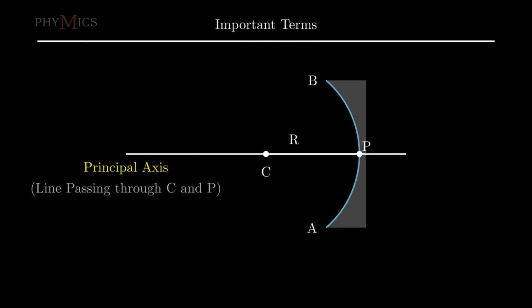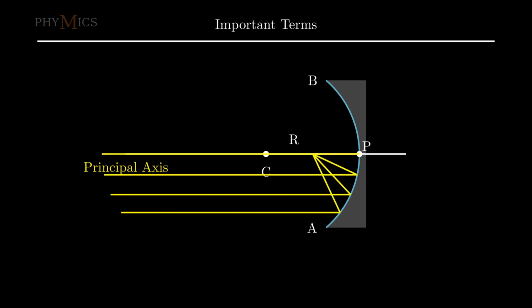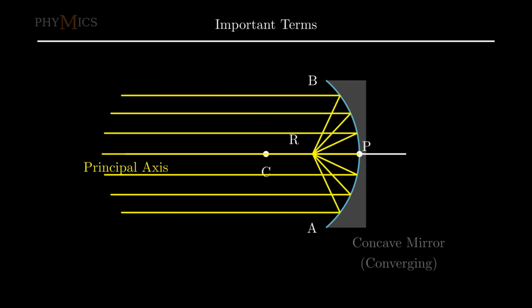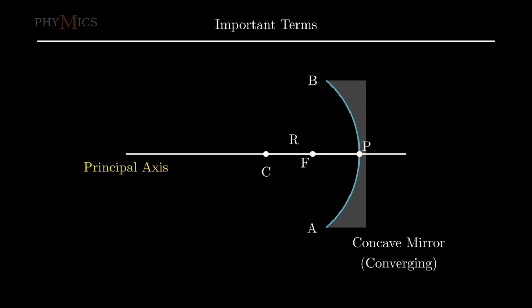Now, if we pass a number of rays parallel to the principal axis, all these rays will meet at a specific point on the principal axis. This particular point is known as focus and is denoted by F. The distance between pole and focus is called focal length and is denoted by small f.